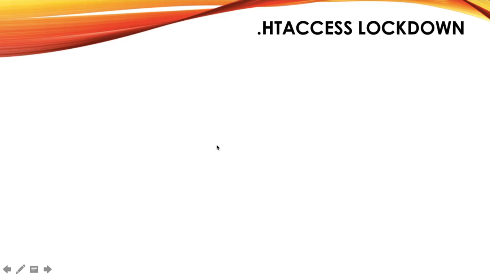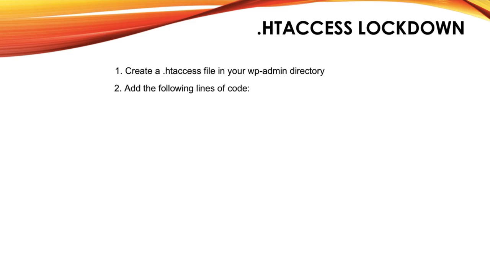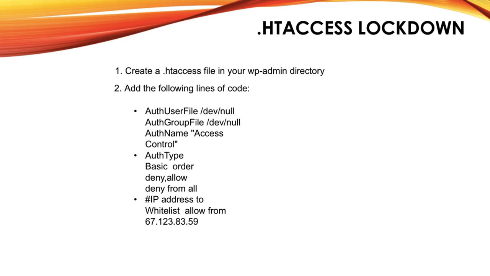So next is HTACCESS lockdown. Just create an HTACCESS file in your WP admin directory, not in the root directory, but in the WP admin directory. Let me show you. Add the following lines of code. What does it mean to create an .htaccess file in the WP admin directory? It means that only a particular IP or user can access that folder. No one else can access, and no one can try to hack your website.